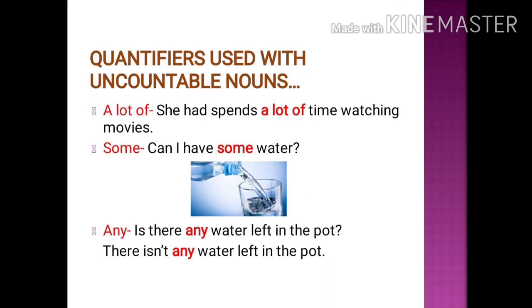Remember, children, much, little, a little. These three can be used only with uncountable nouns, but a lot of, some, any. These three quantifiers can be used with both countable nouns and uncountable nouns. Let's see how these three are going to be used with uncountable nouns. Look at the example, children.